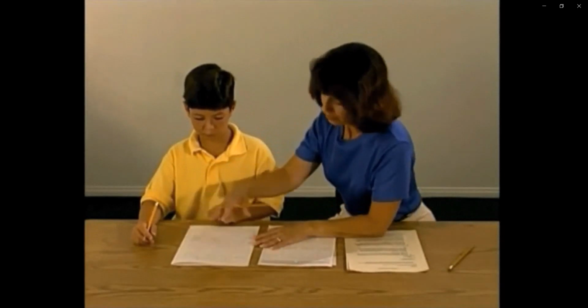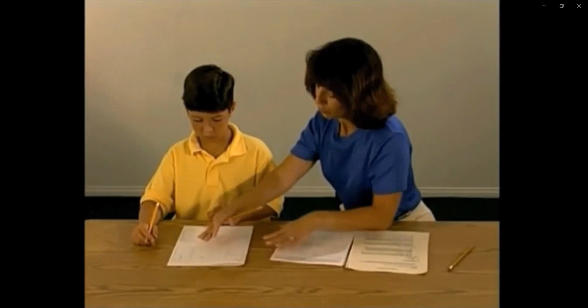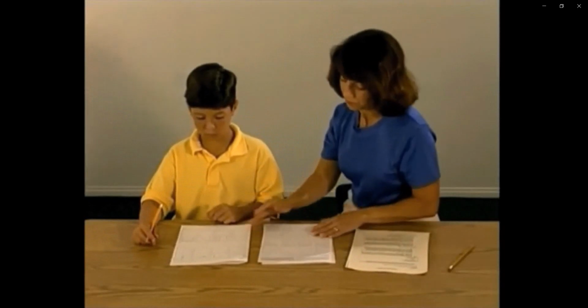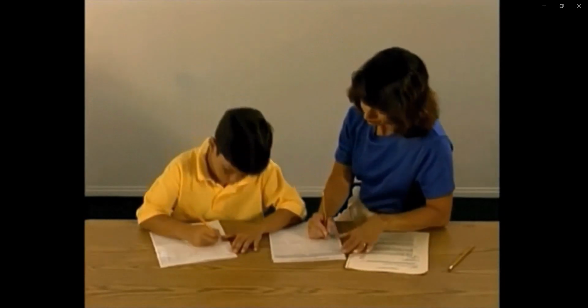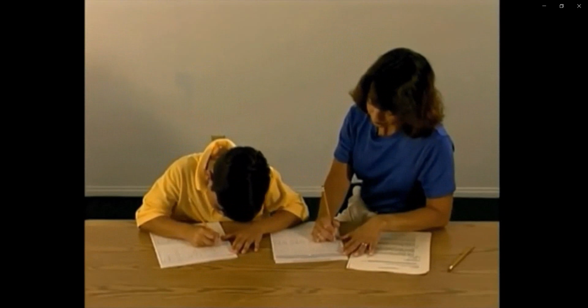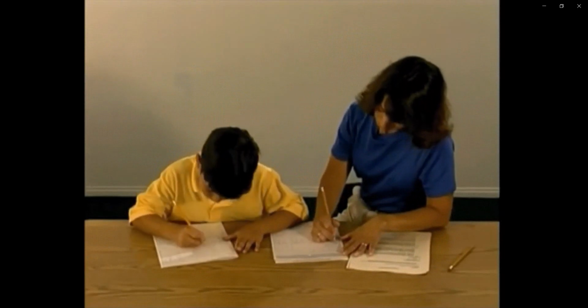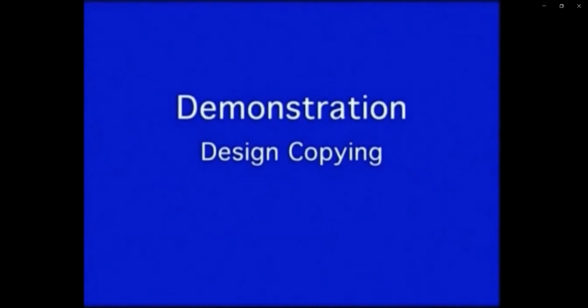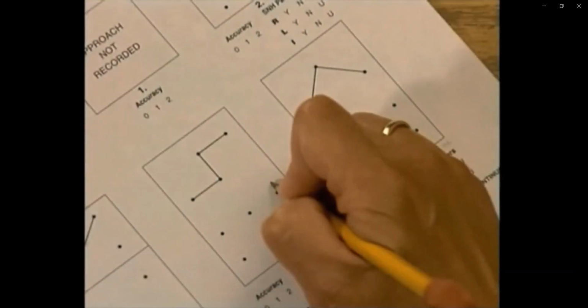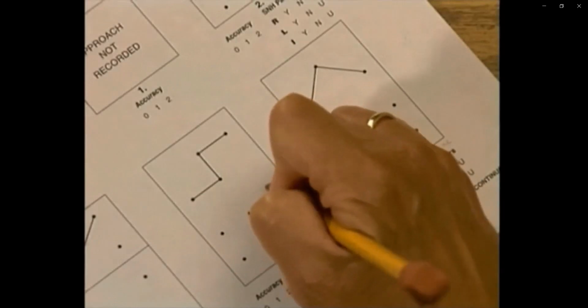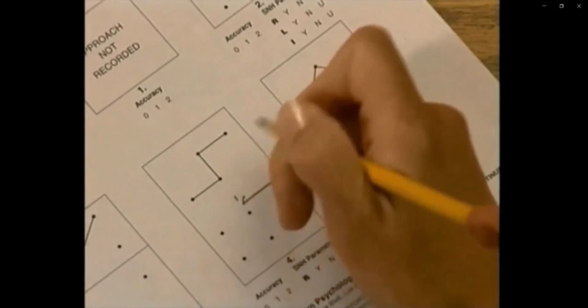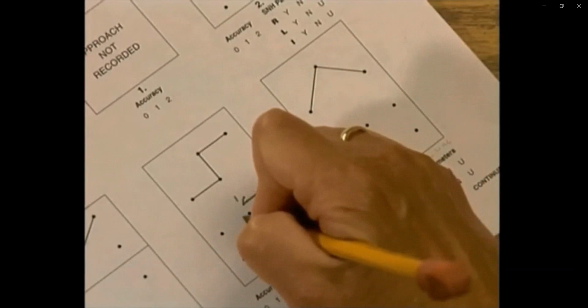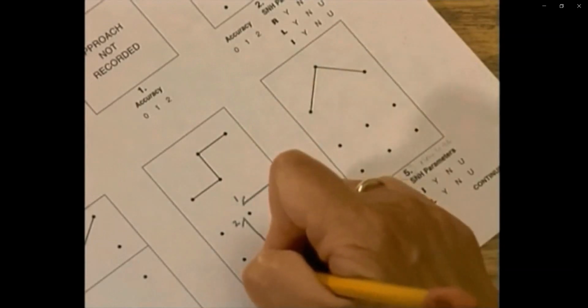Now draw these designs. Draw them in the empty spaces. On both Part 1 and Part 2, you will copy the child's approach to drawing each design. It is important to correctly record the child's method and sequence of drawing to be able to score accurately later.